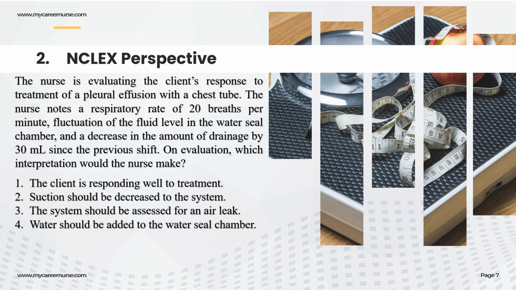Question number 2 is actually the NCLEX perspective. I got this question from an NCLEX document, so let's read. The nurse is evaluating the client's response to treatment of the pleural effusion with a chest tube. The nurse notes a respiratory rate of 20 breaths per minute, fluctuation of the fluid level in the water-sealed chamber, and a decrease in the amount of drainage by 30 ml since the previous shift. On evaluation, which interpretation will the nurse make?